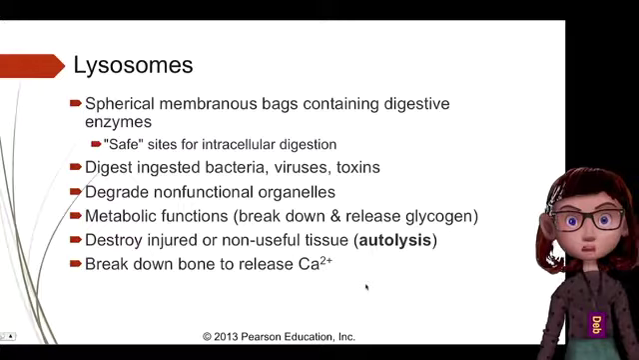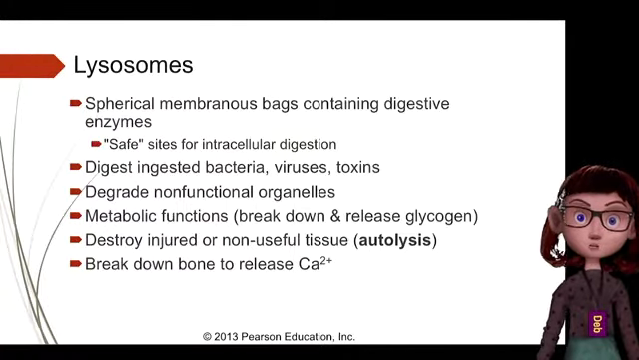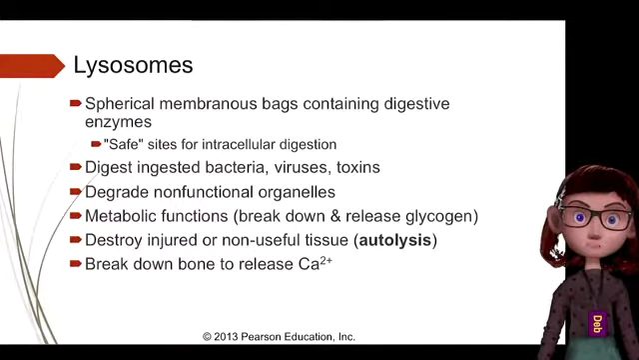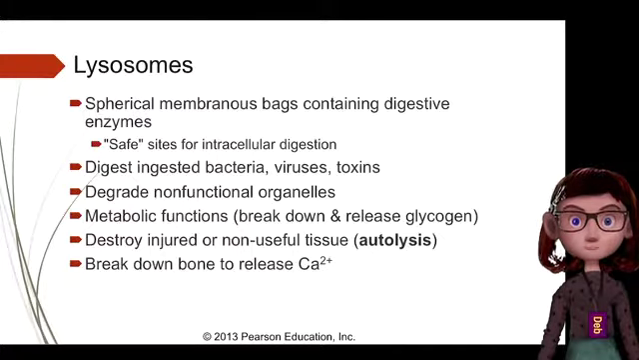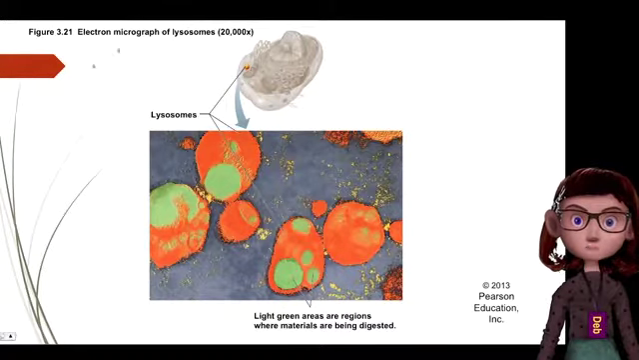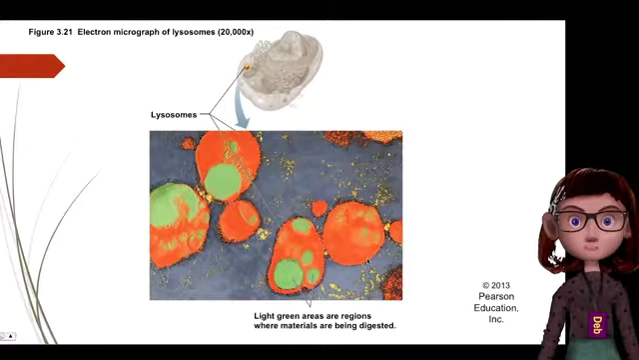So when your blood calcium level drops, there are lysosomes in the bone tissue, and it's actually through little cells that are osteoclasts. They have these lysosomes which will break down that bone tissue so that you can get that blood calcium in your bloodstream to go back up to normal. Here's an electron micrograph of lysosomes.